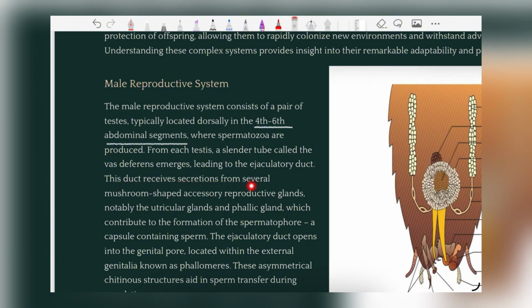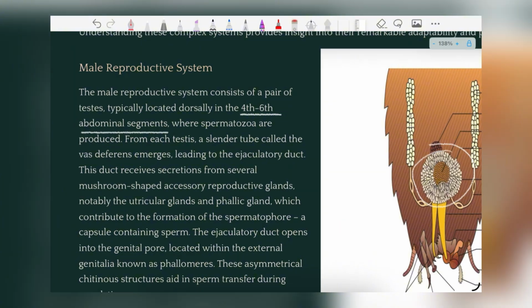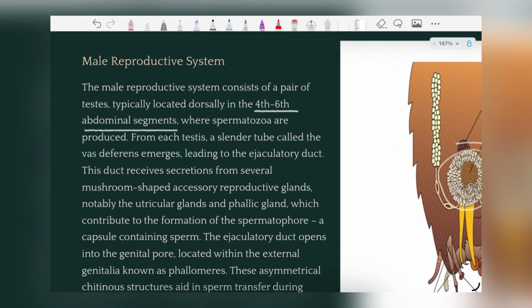This duct receives secretions from several mushroom-shaped accessory reproductive glands, notably the utricular glands and phallic gland, which contribute to the formation of the spermatophore, a capsule containing sperm. Okay, these glands help in the formation of the spermatophore, a capsule containing sperms.